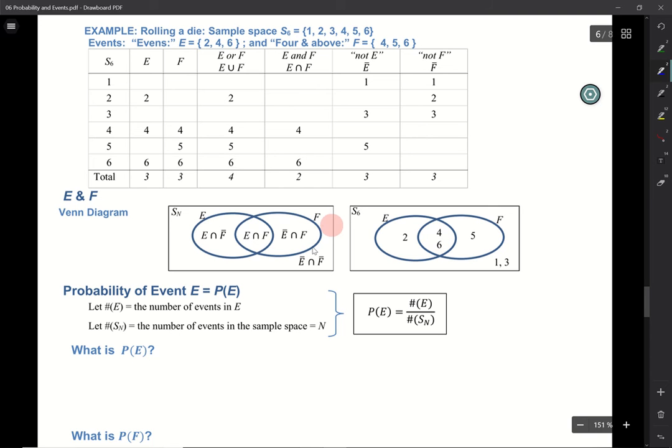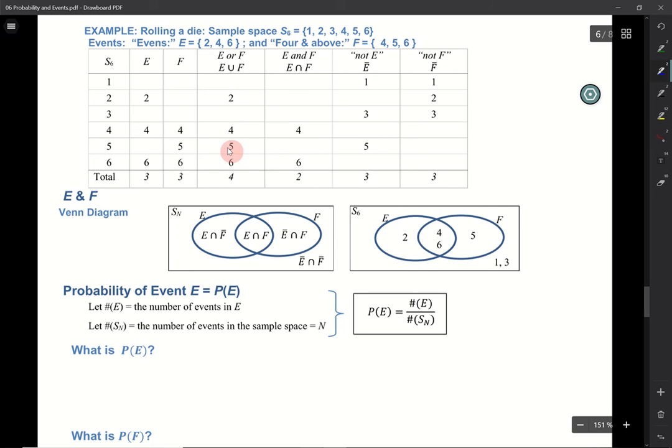And similarly for F, what goes here are the ones that are in the intersection, right? 4, 5, 6, so this is their intersection. And then F would be the union of what's in both E and F, and what is over here in F, but not in E. So that would be 5, right? Here clearly 5 is in F, but it's not in E. So it goes over there. And then this is the union, right? 2, 4, 5, 6.